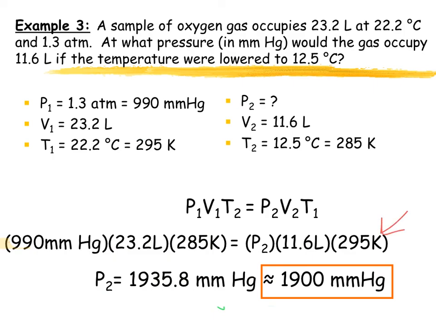The significant figures on this one are a little bit tricky. At first it seems like all of the numbers that we used had 3 significant figures, but actually they didn't. 990 millimeters of mercury came from 1.3 atm. That only has 2 significant figures. When we did the dimensional analysis and got 990, that doesn't change. You still have 2 significant figures. Conversion factors do not change your significant figures. So since the least number of significant figures in our givens has 2 sig figs, we're actually going to round this quite a bit to 1,900 millimeters of mercury.